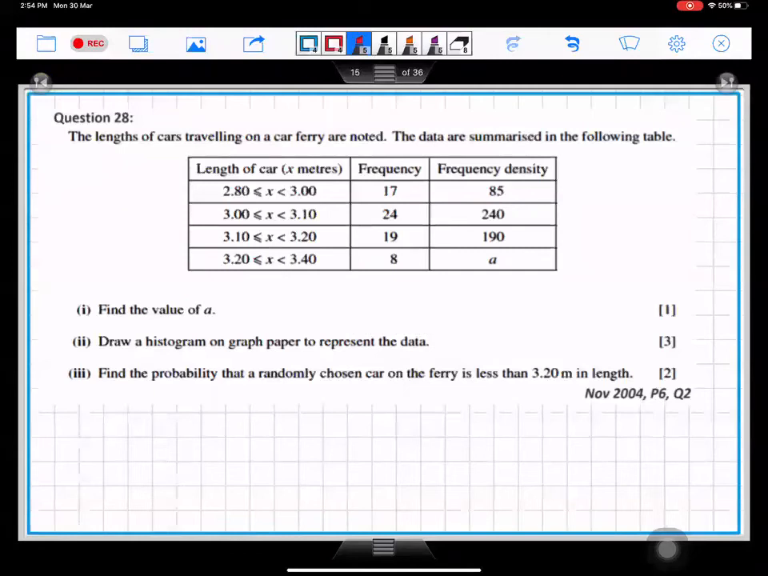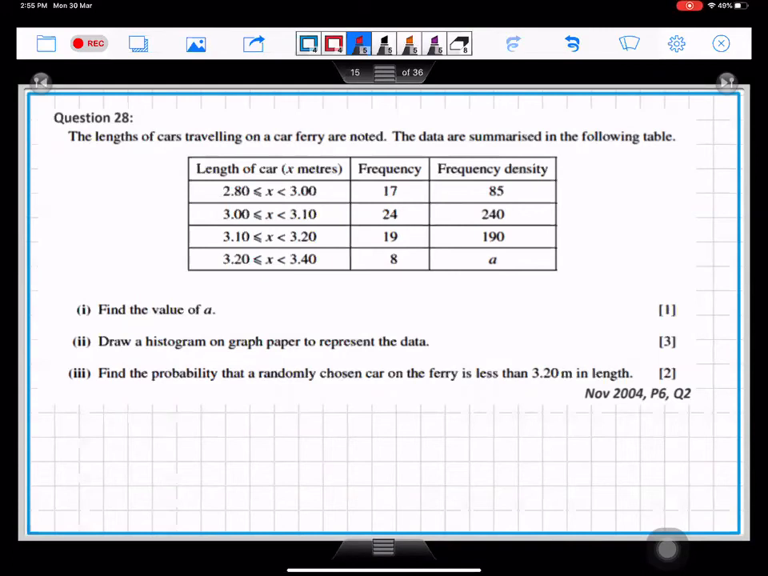Okay, now let's look at this question. The length of cars traveling on a car ferry are noted. The results are summarized in the following table. Read the question for a while. How is it different? How is it the same? This time, they have given us the frequency density, and they are asking us to calculate an unknown constant.